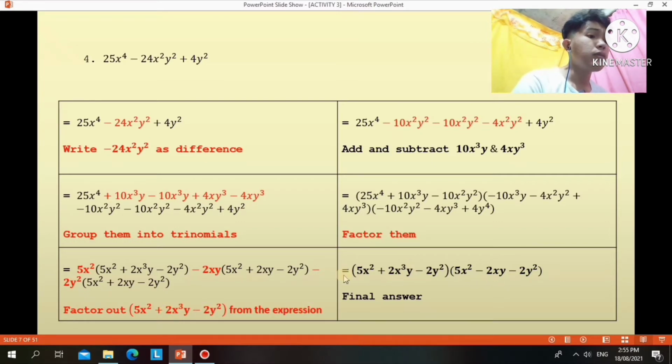So our equation will be 5x squared plus 2xy minus 2y squared times 5x squared minus 2xy minus 2y squared. So this is our final answer. This is the factor of 25x raised to 4 minus 24x squared y squared plus 4y raised to 4.